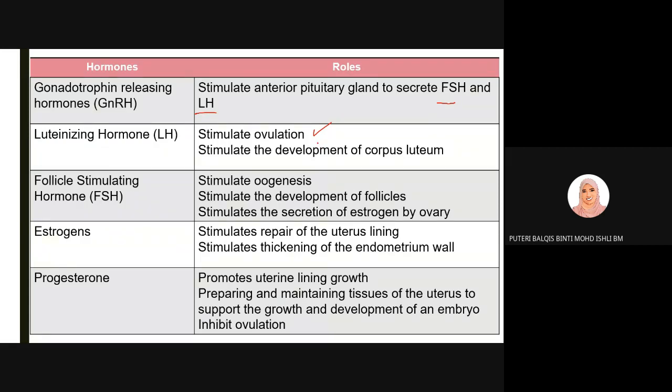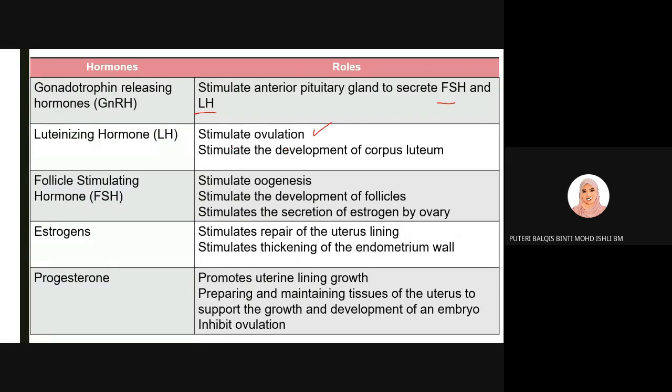Apa makna ovulation? What is ovulation? Orang tengok lah tadi kan dalam video apa ovulation. When secondary oocyte is released from the Graafian follicle. Very good. Okay, betul. When the secondary oocyte is released from Graafian follicle, that is ovulation. Okay, stimulate ovulation. Thank you, Manisha. So ovulation, secondary oocyte release daripada Graafian follicle. That is the process of ovulation.